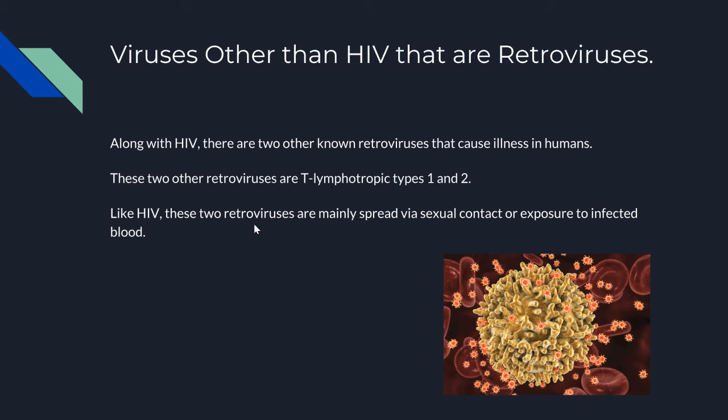Now, there's actually two other viruses that can infect humans that are considered retroviruses. They are actually two types of the same virus. They're called T lymphotropic types 1 and 2. And actually, quite like HIV, these two retroviruses are mainly spread via sexual contact or exposure to infected blood.